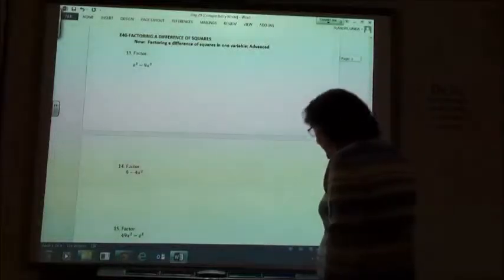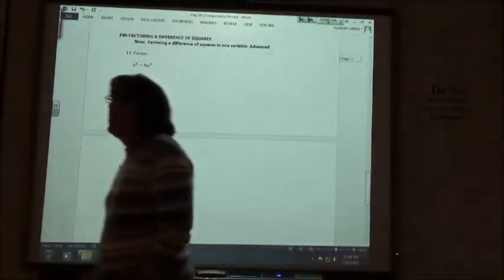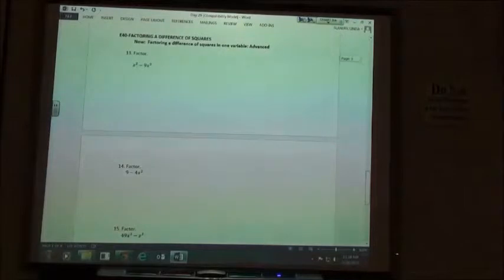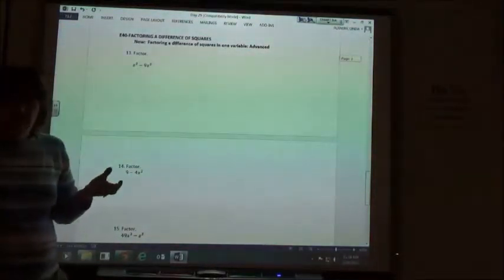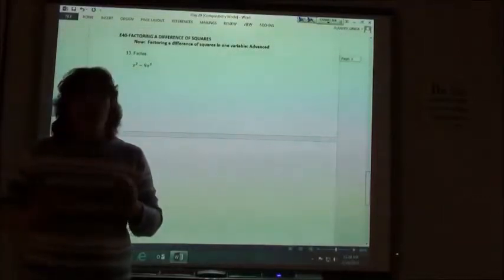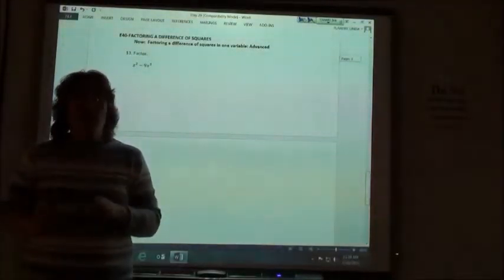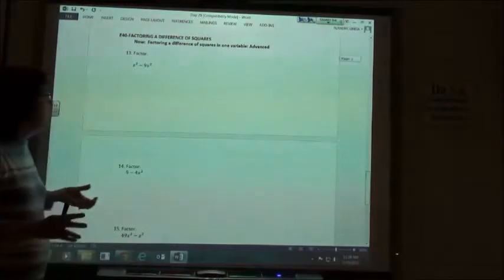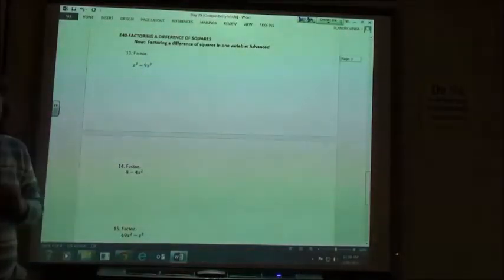Is factoring a difference of squares in one variable. Difference of squares was a unique situation we got when we multiplied conjugates. If you remember when we did foiling, you had one that said multiplying conjugate binomials. And when you did that, you got the difference of perfect squares.